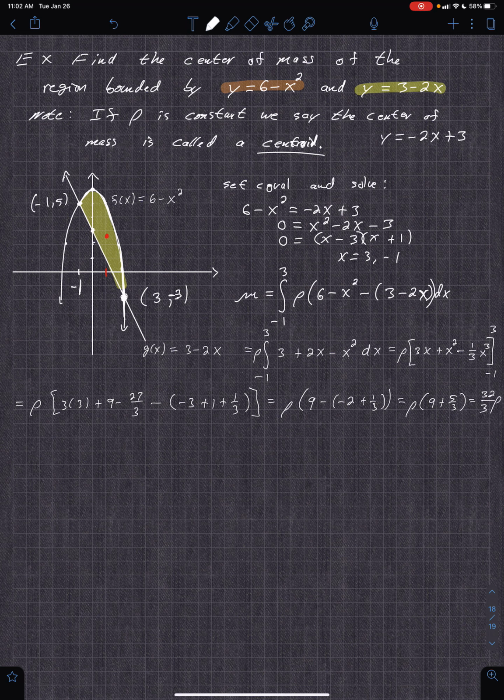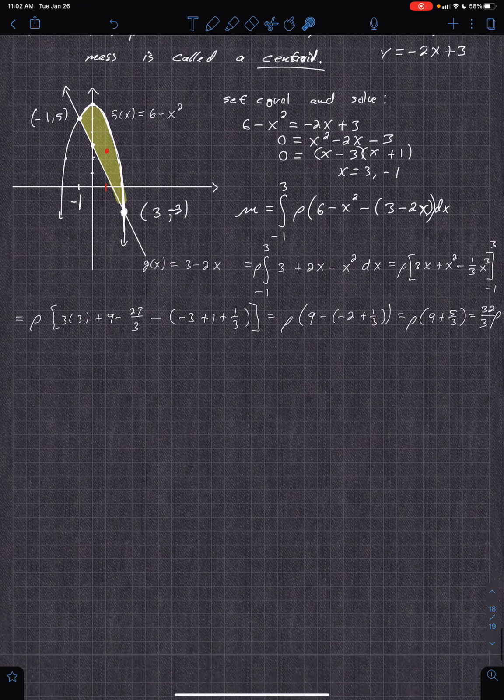And you can see that in the end, when you do your x bar, your rhos always cancel out when rho is constant. So it doesn't really matter that it's there when you have a constant density.